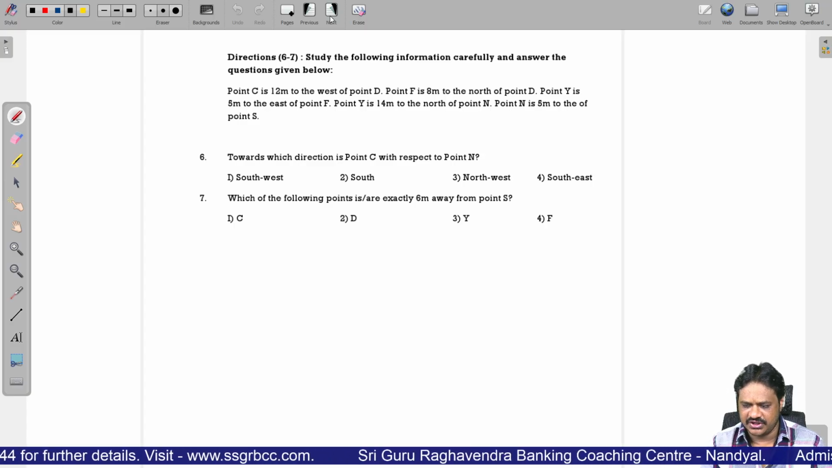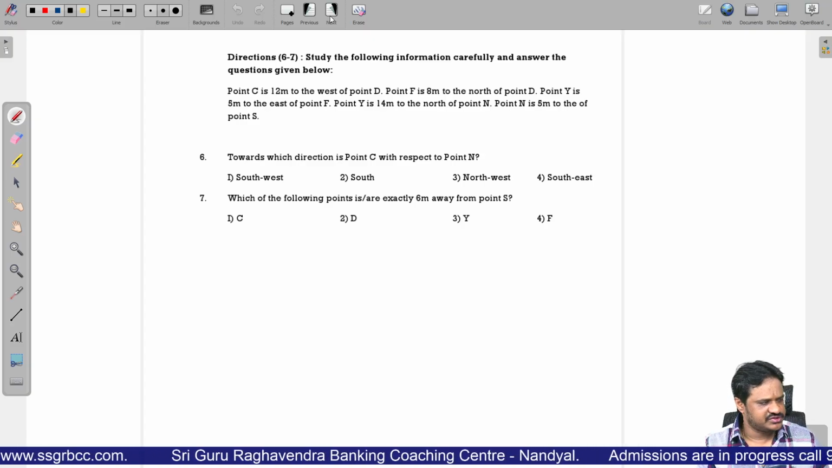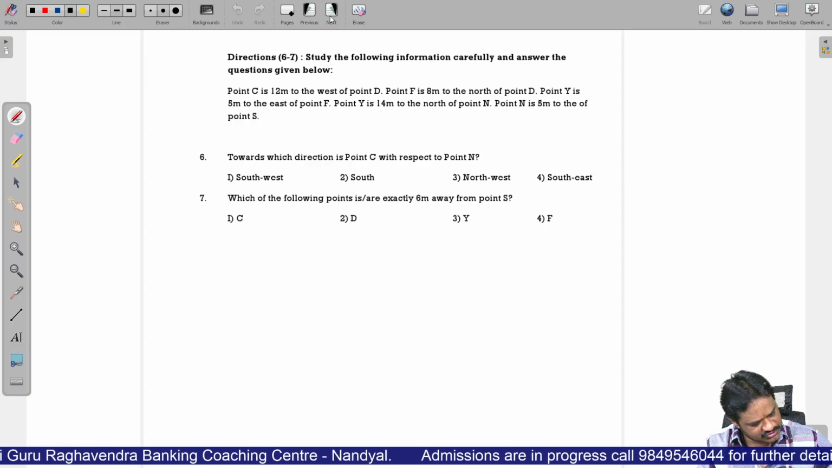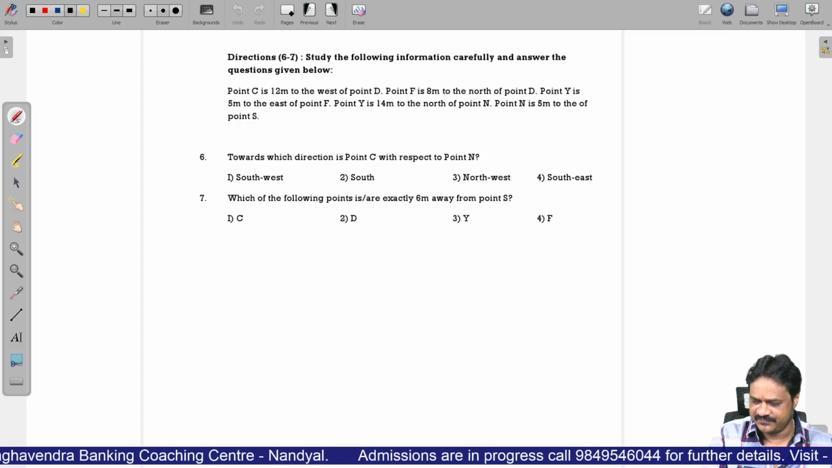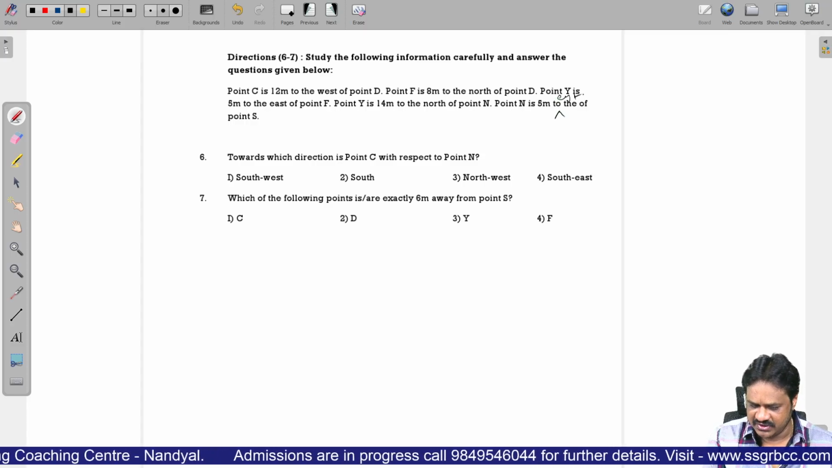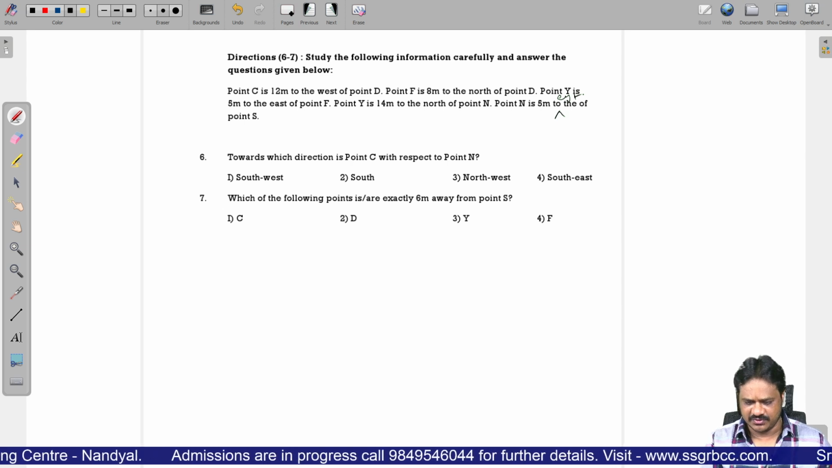N is 5 meters to the north of S, it says. That we have to change. So a small mistake. So here we have to see point F is to the east of S. N is to the east of S. That is one mistake there.